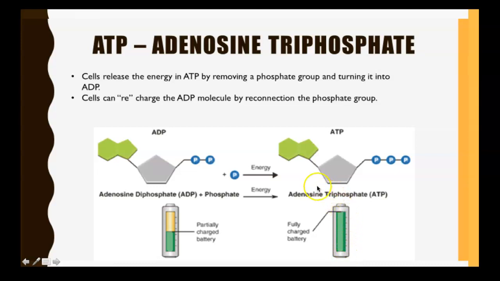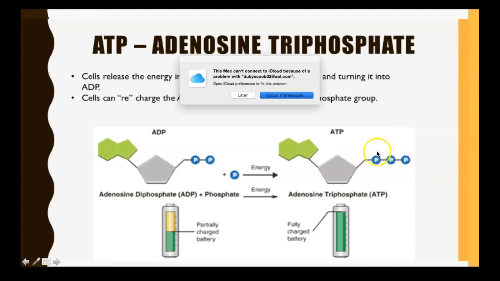Again, ATP is the energy currency of cells because it allows cell reactions to happen, whereas ADP acts as a partially charged battery because it only has maybe half the energy of ATP since it only holds 2 phosphates. So anytime we're running a cell reaction, we want to use ATP because it has a lot of stored energy, and that stored energy is stored right here in the bonds between the phosphates.